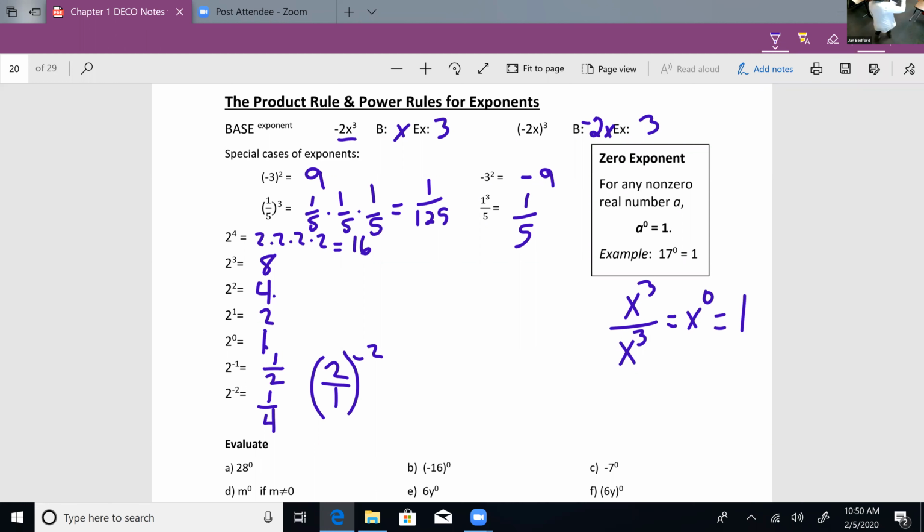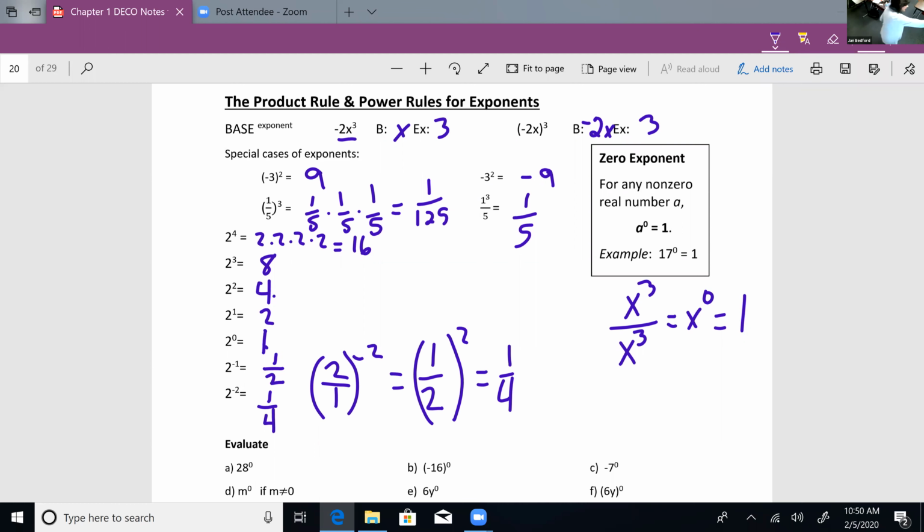And then that negative tells us we do what with the base? Flip it. And after you flip it, then your exponent becomes positive. And what is 1/2 times 1/2? 1/4. So that's the other way you can think of it.